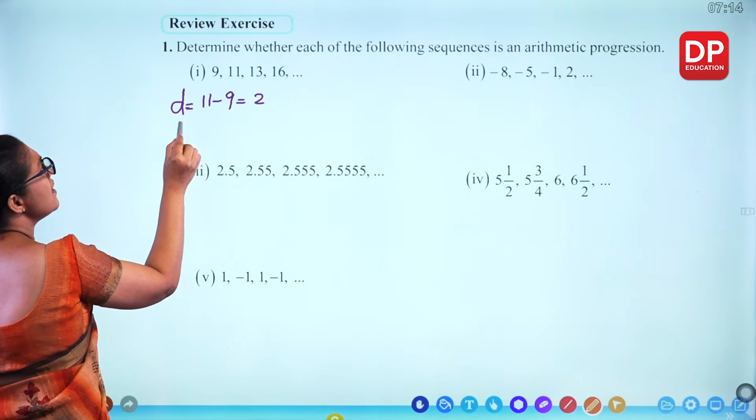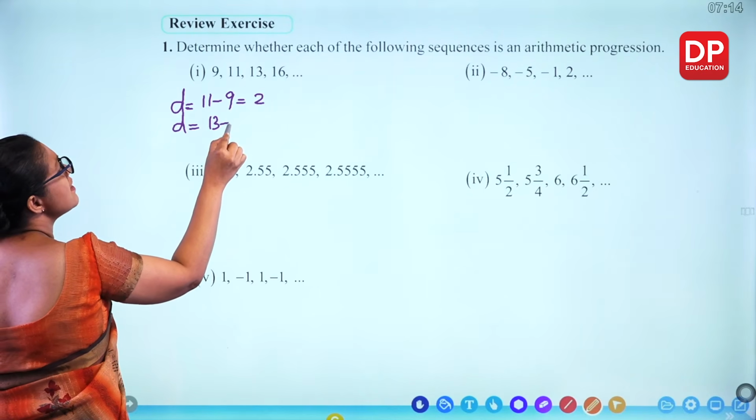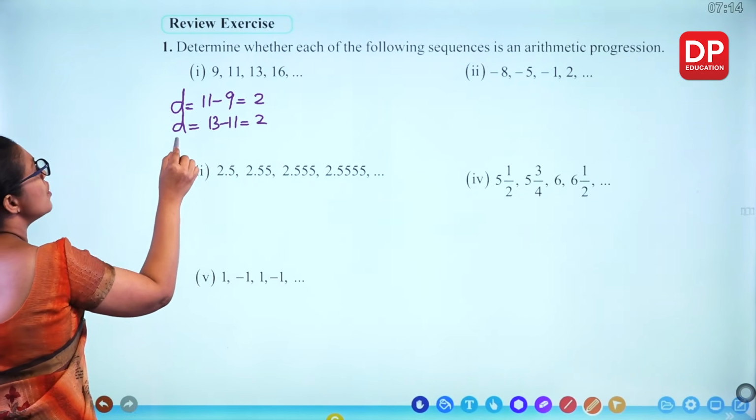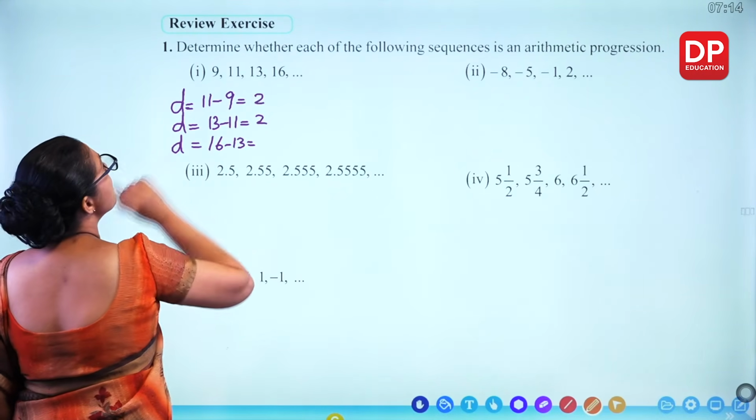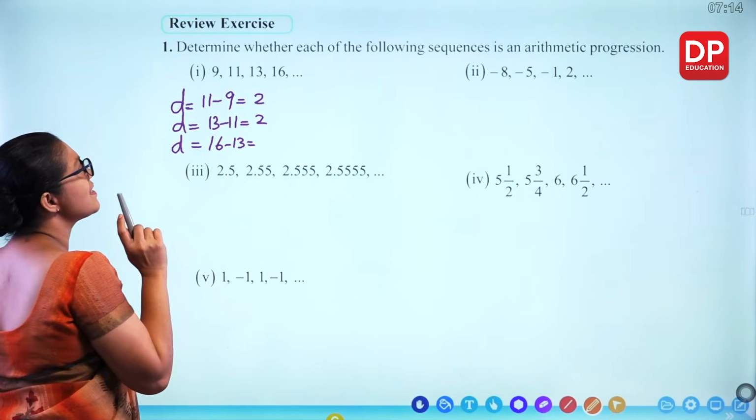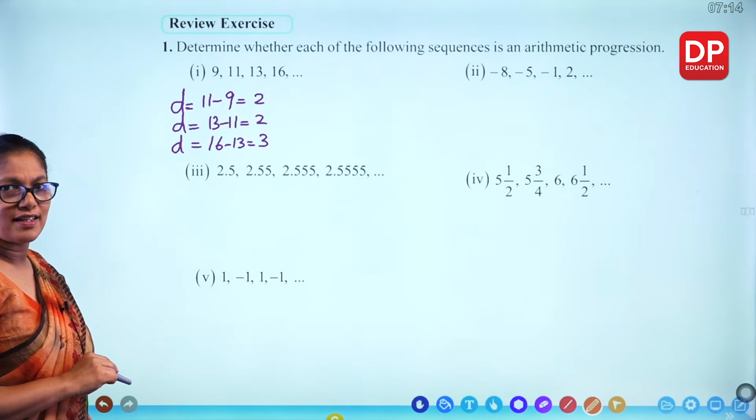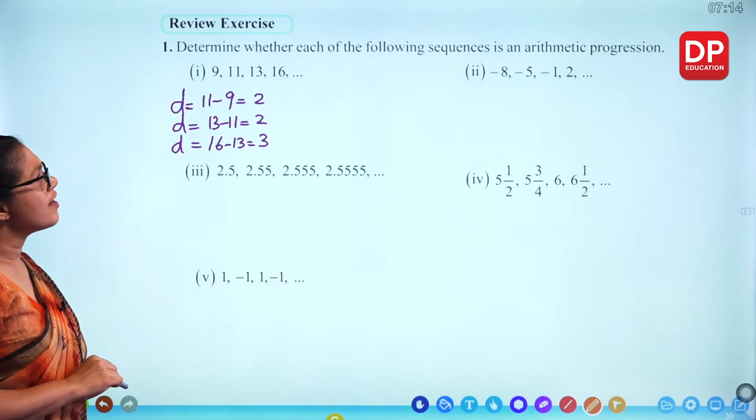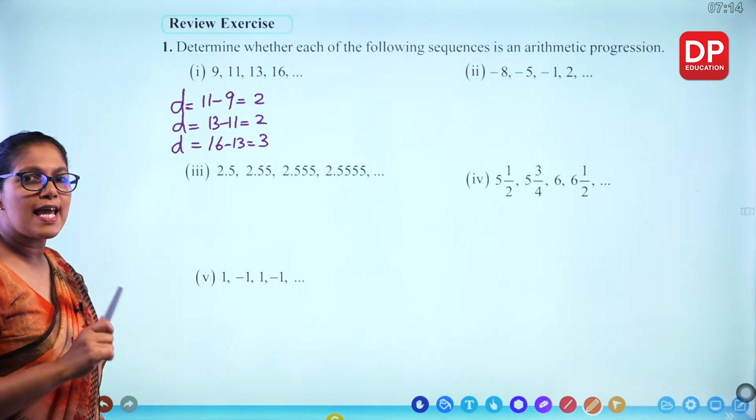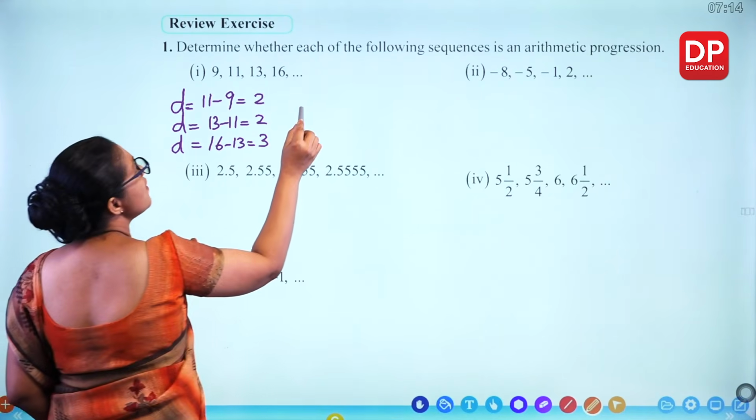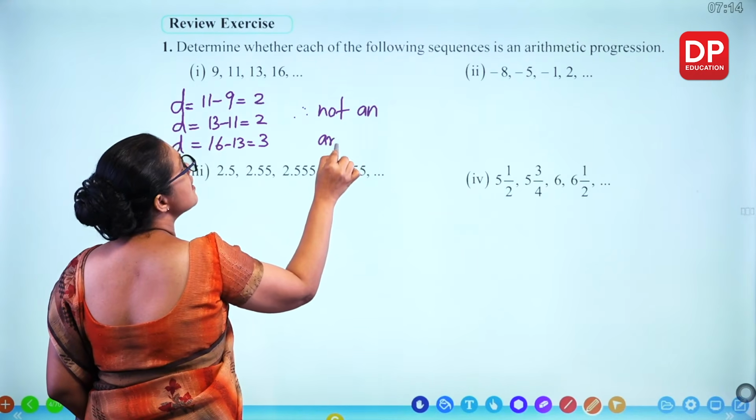Then you have to check with the other values as well. d equals, if you take the other two, 13 minus 11. That's also 2. When you take the other term, 16 minus 13, what is 16 minus 13? You are getting 3. Is this an arithmetic progression? This is not arithmetic because you are not getting the same common difference. So we can write, therefore not an arithmetic progression.